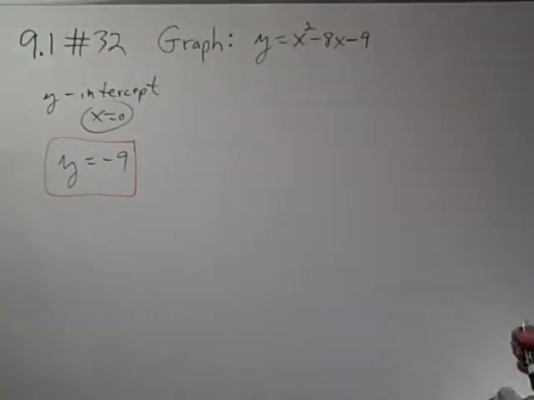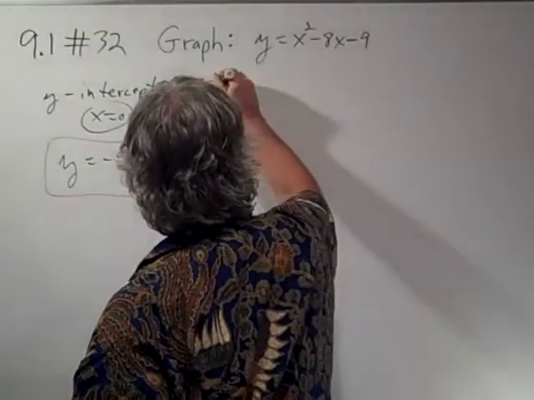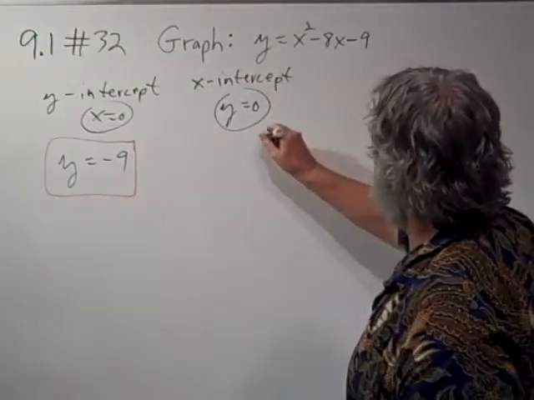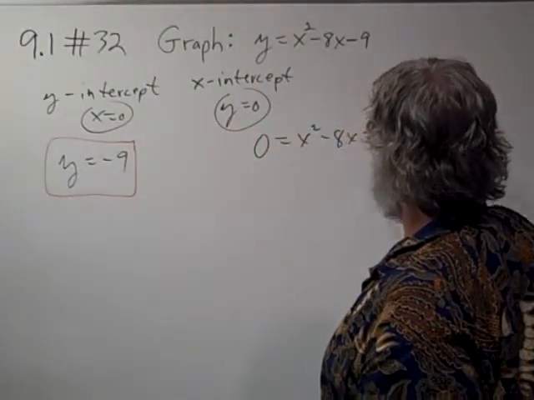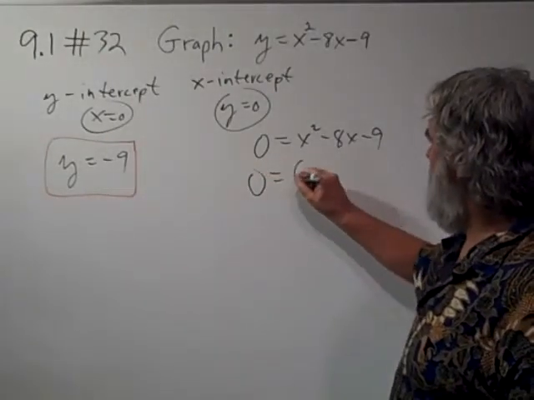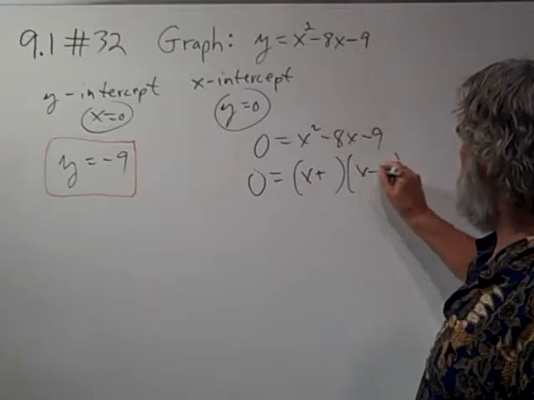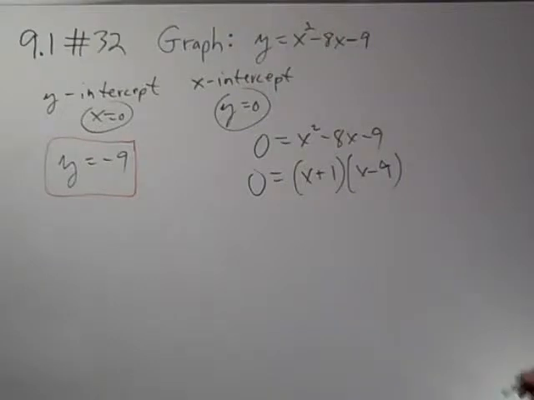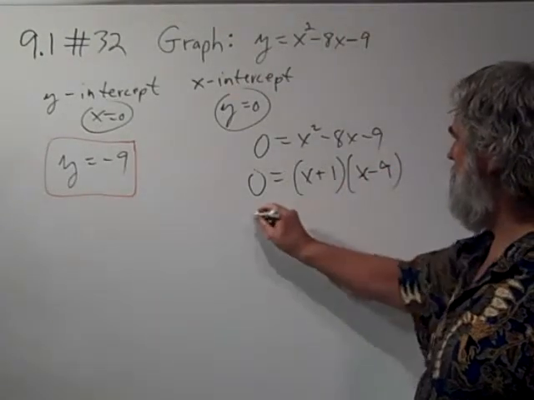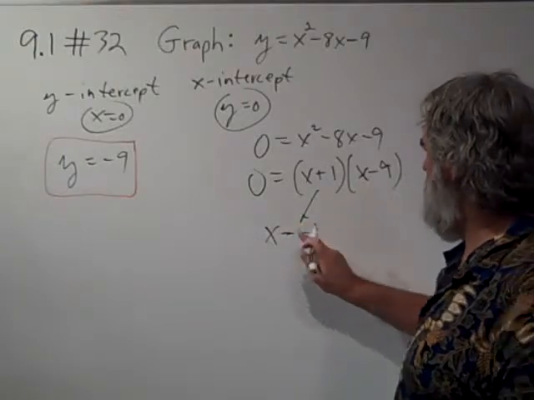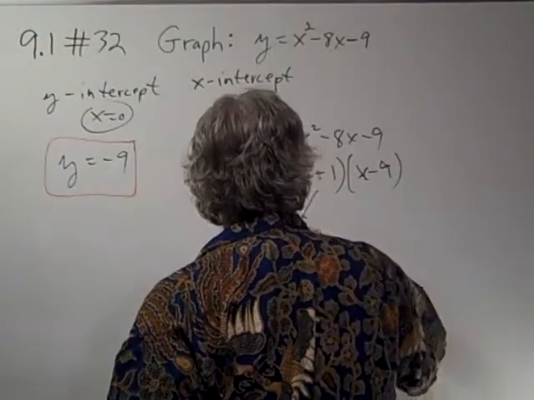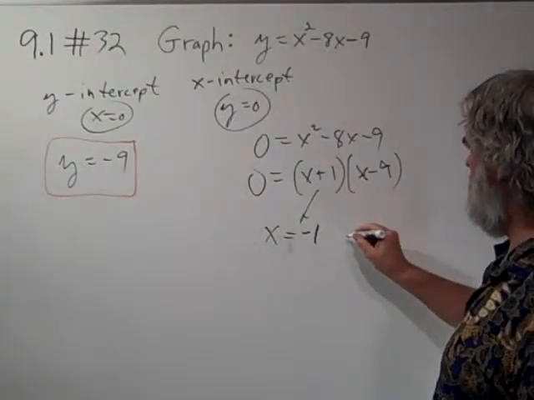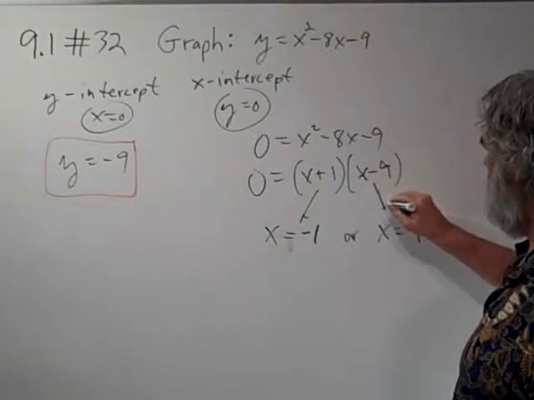Now let's find the x-intercept. For the x-intercept, you set y equal to 0. So this equation becomes 0 equals x squared minus 8x minus 9. And that even factors: x plus something times x minus something, and the product is 9 and the difference is 8, so it's 9 times 1. So we get two x-intercepts here. x equals negative 1 is the first one. And the second x-intercept is x equals 9.